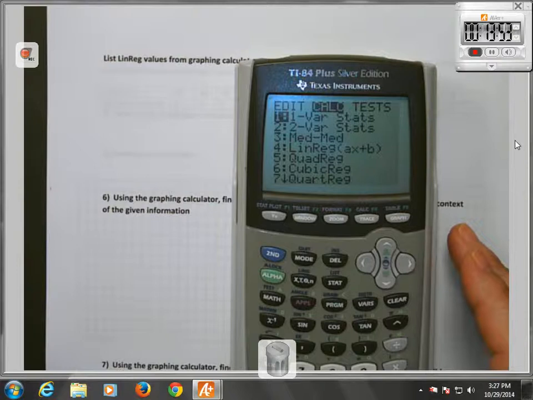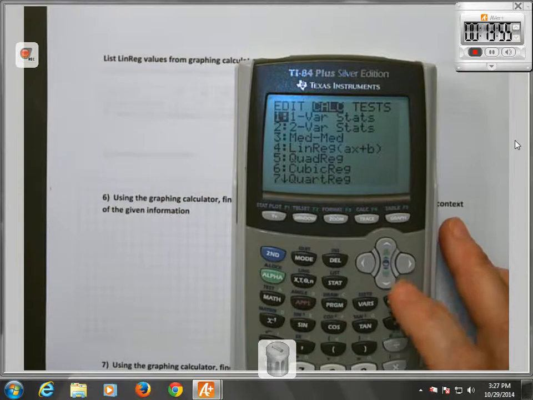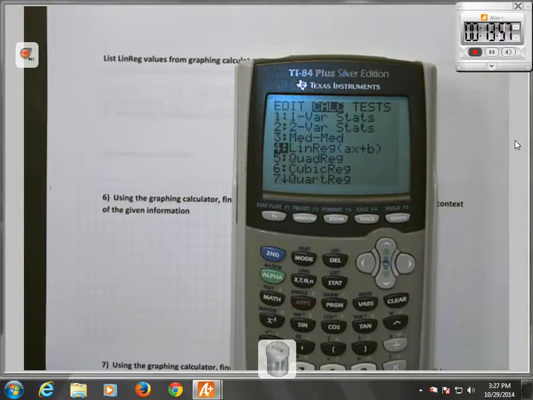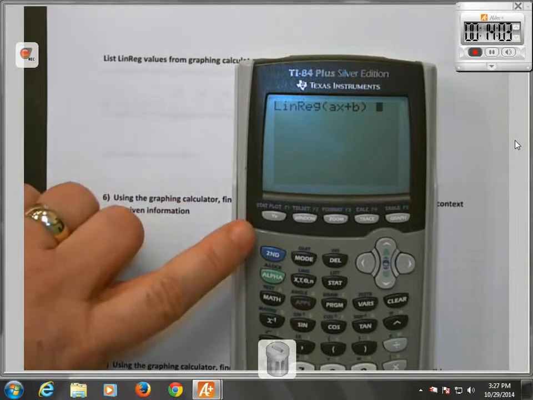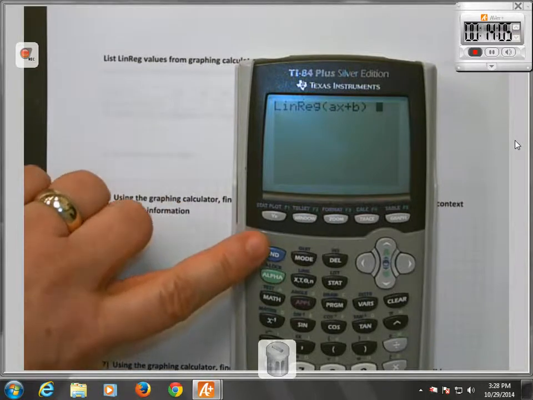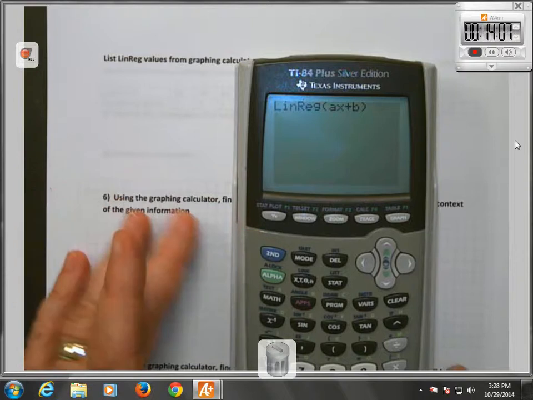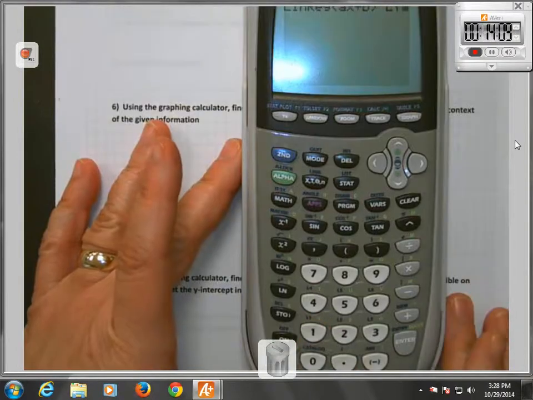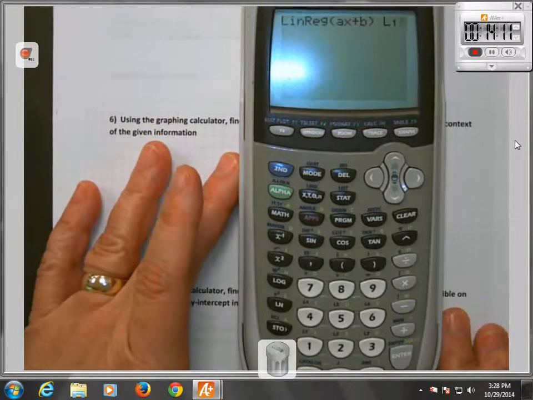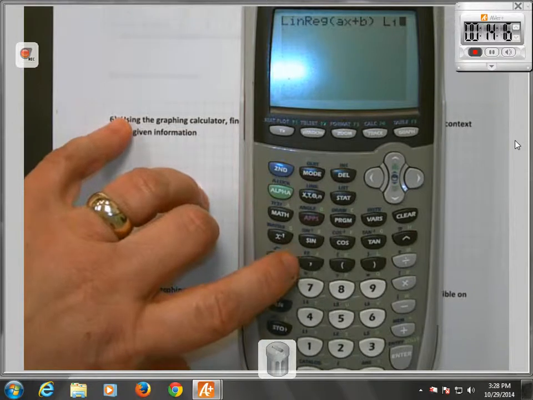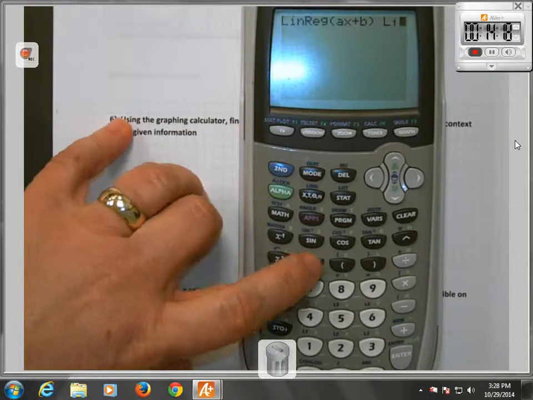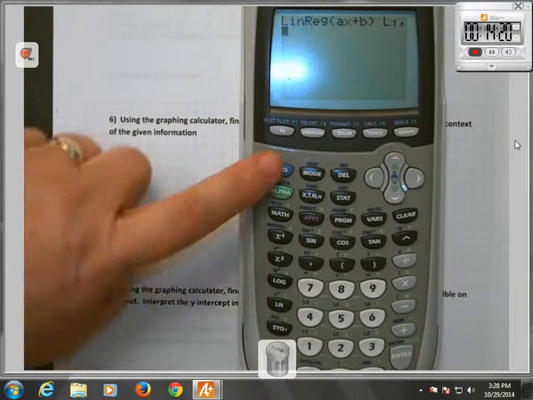Okay, moving on. So we move down to 4 and hit enter, and from there we're going to put in the two lists that we're working with. So we are working with list 1 and list 2. So I'm going to hit the second button and the number 1 to get us that list 1. Then above the key that says 7, there's a comma. It's an important key to know. So we're going to hit comma and then second and the number 2 for list 2.